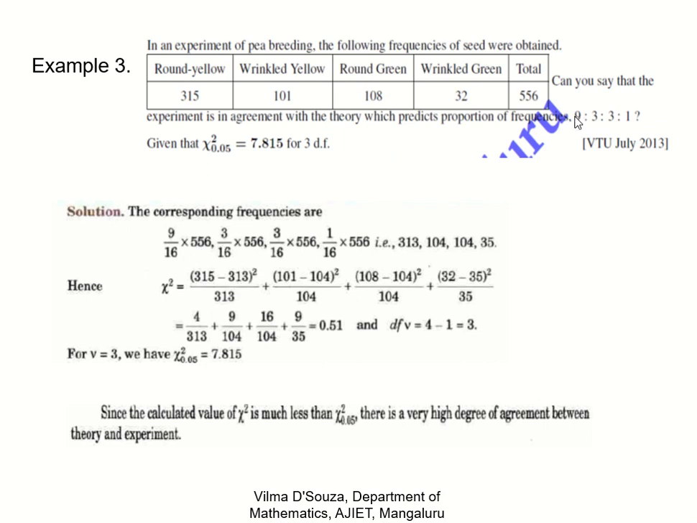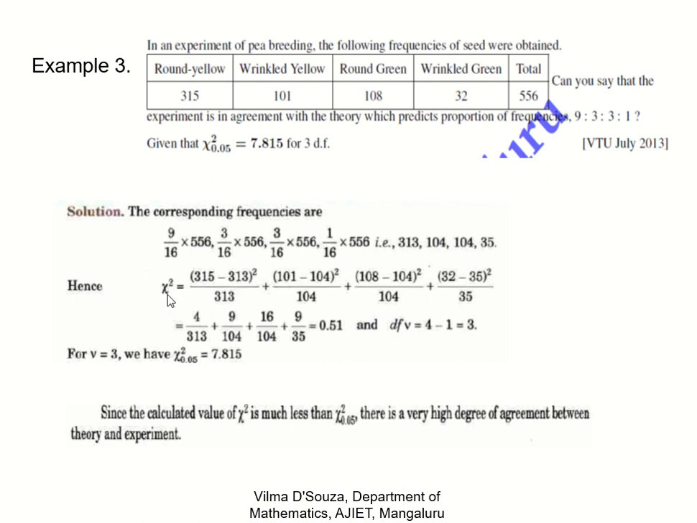For the round yellow you have the proportion 9 by 16 into total seeds, that comes as 313. For the wrinkled yellow, 3 by 16 into 556, that is 104. And round green also 104. And the last one is 1 by 16 into 556, that is 35. You can check this sum is also equal to 556. Otherwise there must be some mistake in your calculation.